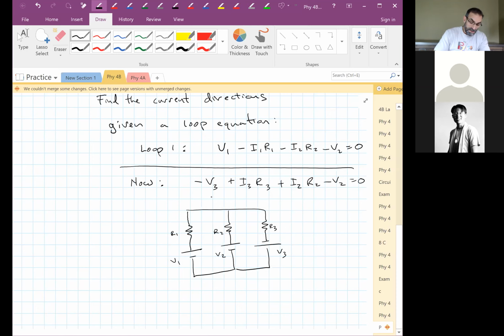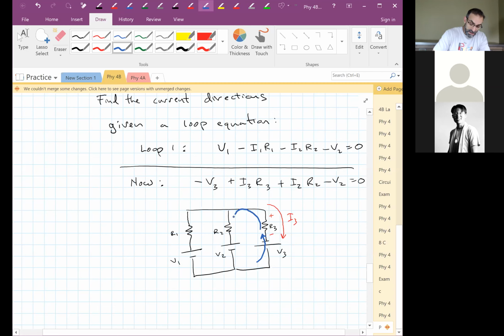Start with the potential on the battery, negative V3. So we're dropping through battery 3. We must be going in this direction. Then we get to I3, and we're adding the potential there. So we must be going opposite the current. We must be going in the low side, coming out the high side. So the current must be going that way.